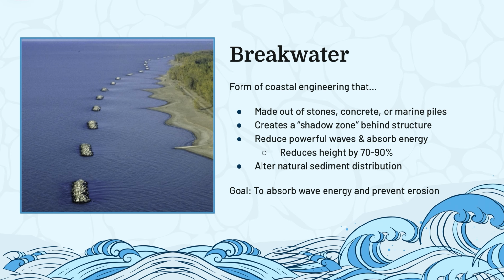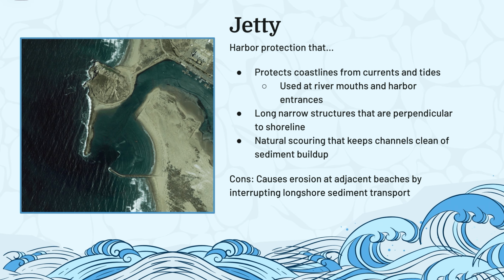Something I found was that jetties and breakwaters are kind of used similarly, like the terms, but this is actually Morro Bay. You can see Morro Rock right in the middle there, and then off to the right is where the boats dock. But jetties are harbor protection, and they come out perpendicular from the coastline. As you can see at the bottom middle there, that little line is a jetty coming out to protect the harbor. And they're usually found at river mouths and harbor entrances. They protect coastlines from currents and tides.